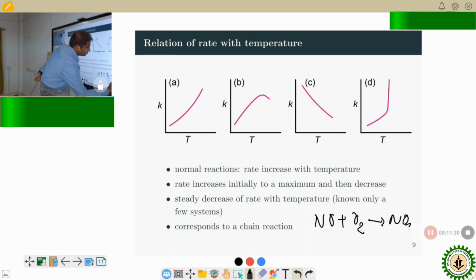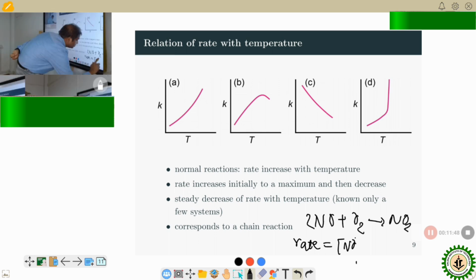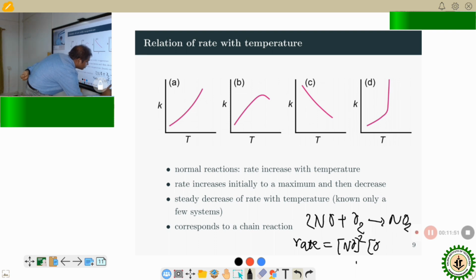NO formation. So this type of reaction is considered. If we write down the rate equation for this, it will be like rate equals some constant times NO square O2. But if we write down this rate expression, the equation should not follow this type of curve.